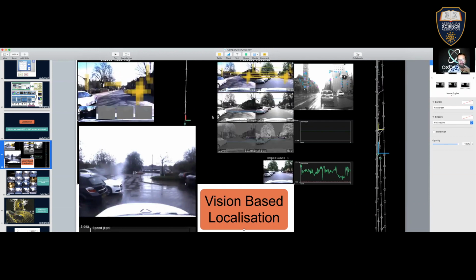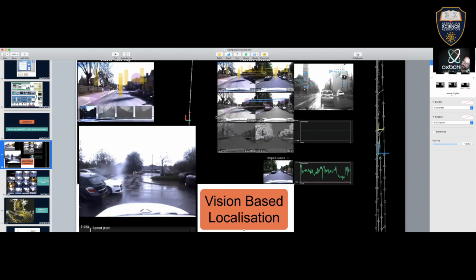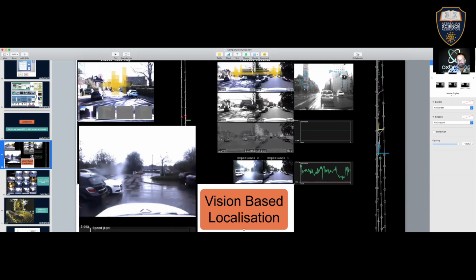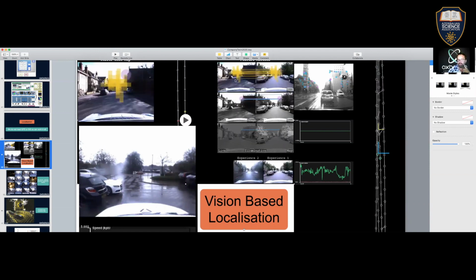Now, this is the computer vision localizer running. I'm going to pause it here. Can you see my cursor moving around? Yes. Okay, so what you're seeing here is the live image, an image coming in from a camera on the vehicle. And this is a memory, okay? These two pictures are different.